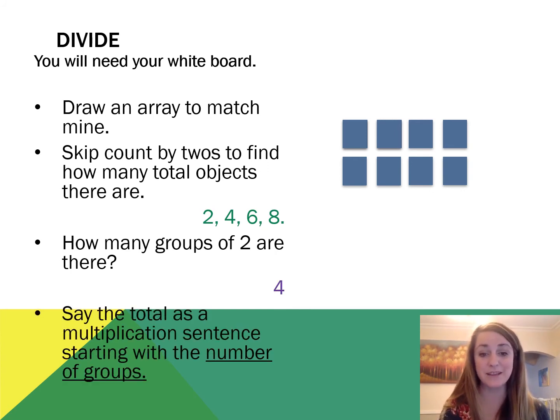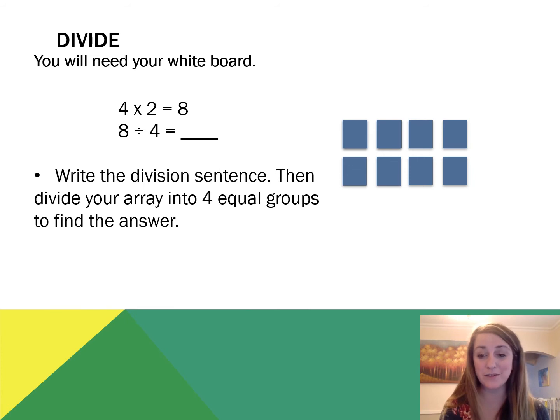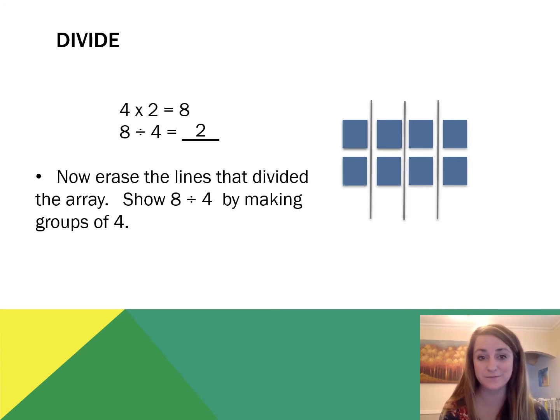Let's say the total as a multiplication sentence, starting with the number of groups. 4 times 2 equals 8. Write the division sentence. Then divide your array into 4 equal groups to find the answer. 8 divided by 4 equals 2. We divided our array, which had a total of 8, into 4 groups by drawing column lines. And each of those columns was 2.